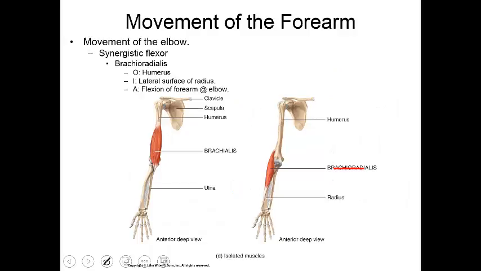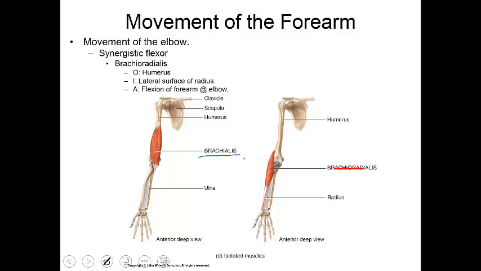Now looking at the deeper muscles in this region, we've already talked about the brachialis muscle. What you're seeing here is the view of the arm with the biceps brachii, the deltoid, and the coracobrachialis removed. So you're looking at the brachialis muscle. Now if you remove the brachialis muscle, there's a muscle that runs from the distal side of the humerus towards the side of the radius. So think about it: brachioradialis.